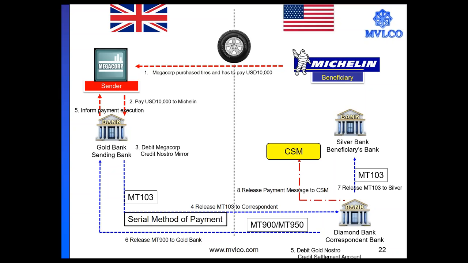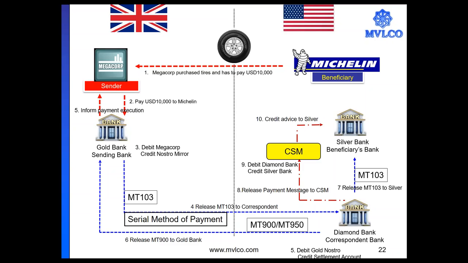At Fedwire or CHIPS, Diamond and Silver would have their participation, their accounts. When this message is received by Fedwire from Diamond Bank, Fedwire will debit Diamond Bank at the master account at Fedwire and credit Silver Bank's master account again at Fedwire, and forward that completion of the transaction, the settlement of the transaction, to Silver Bank.